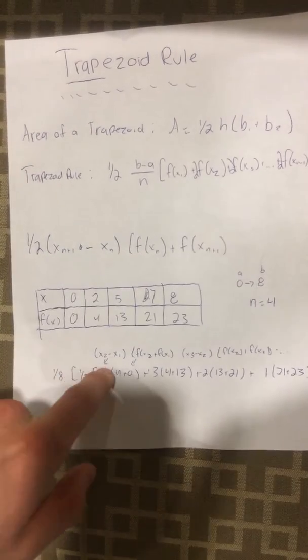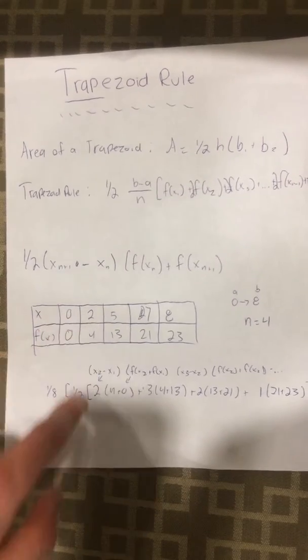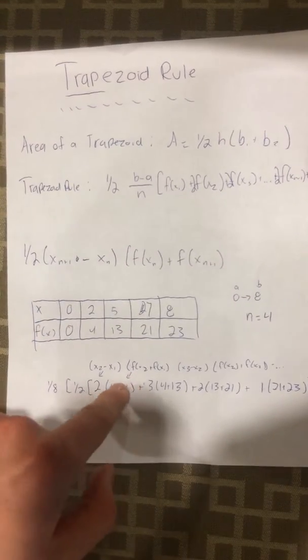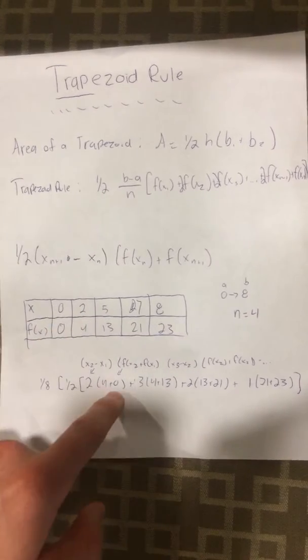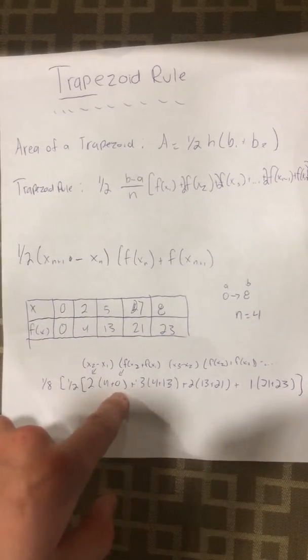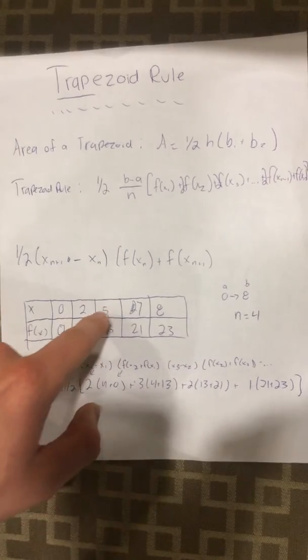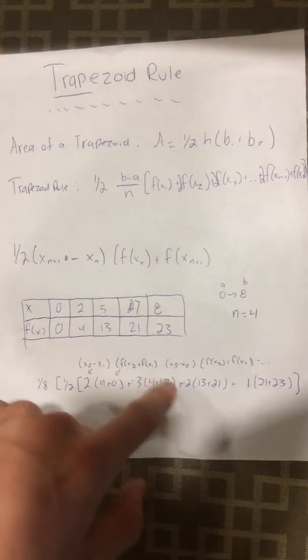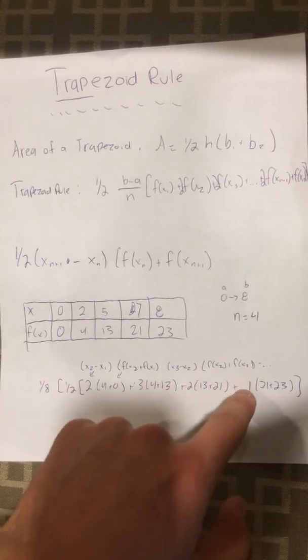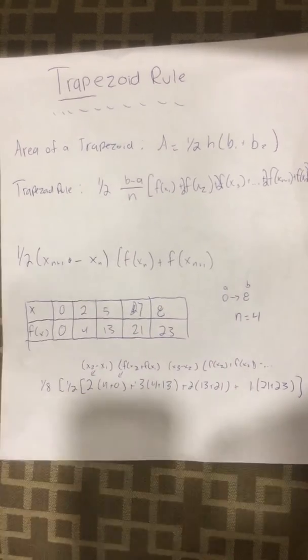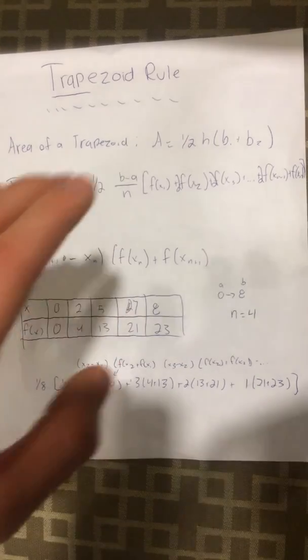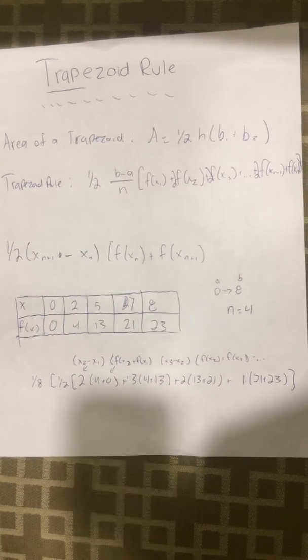So you get x sub 2 minus x sub 1, which is 2, so 2 minus 0 is 2, times f of x sub 2 plus f of x sub 1, which is 4 plus 0, plus x sub 3 minus x sub 2, which is 5 minus 2 is 3, times f of x sub 2 plus f of x sub 3, which is 4 plus 13, and then it goes on and on and on, and then you get the answer. Just some basic arithmetic again. That's amazing.